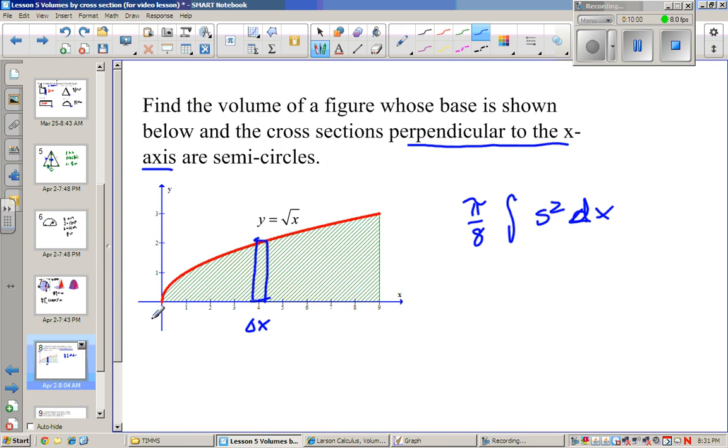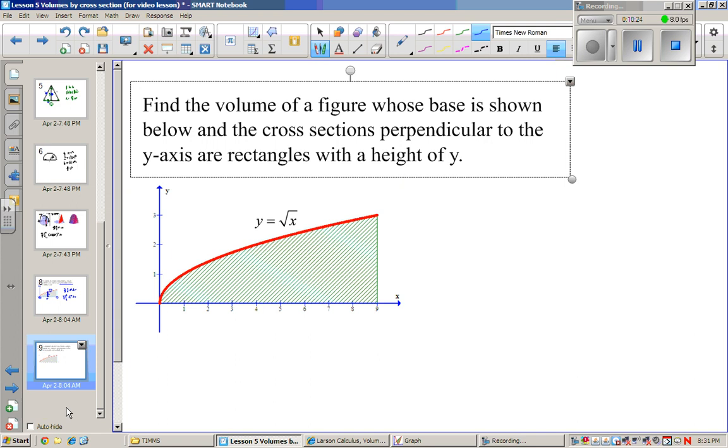And I know that everything's in terms of x, so it's going to start here from an x value of 0 all the way out here to 9. So I've got pi over 8, the integral from 0 to 9, and s is this height, which is root x. So I have root x squared dx, and we're done with this problem. All right, one last problem.